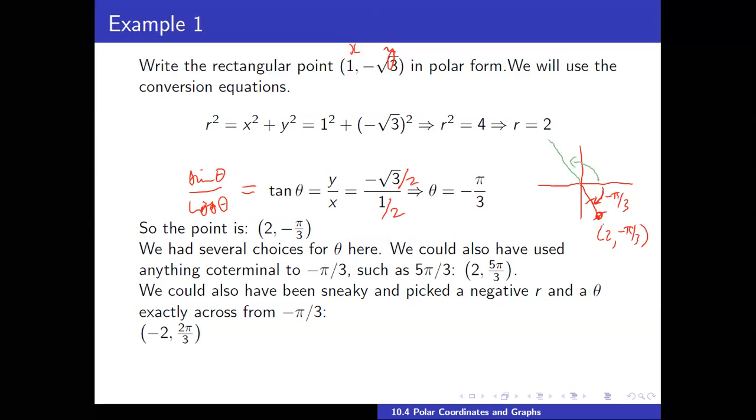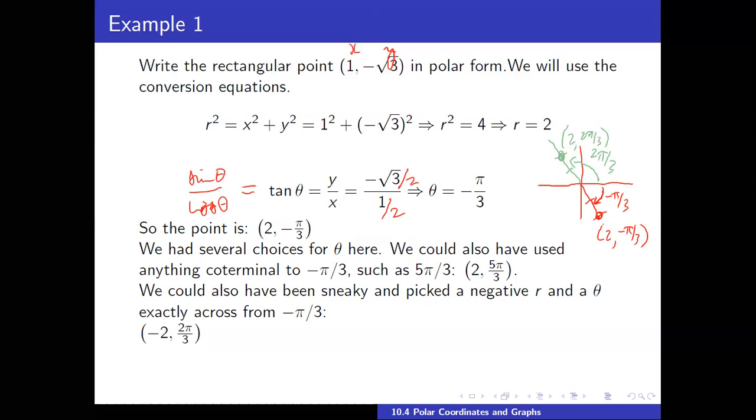2 pi over 3. Because after all, this angle measure is 120 degrees and this is 60 degrees, total that should be 180 degrees, yes? Or pi, okay? And in essence, that's what's happening. So if I wanted to go out 2 units in this direction, this point right here, that's the point 2 comma 2 pi over 3.